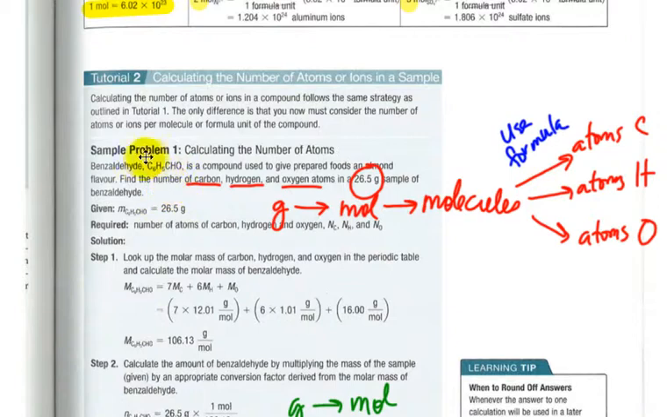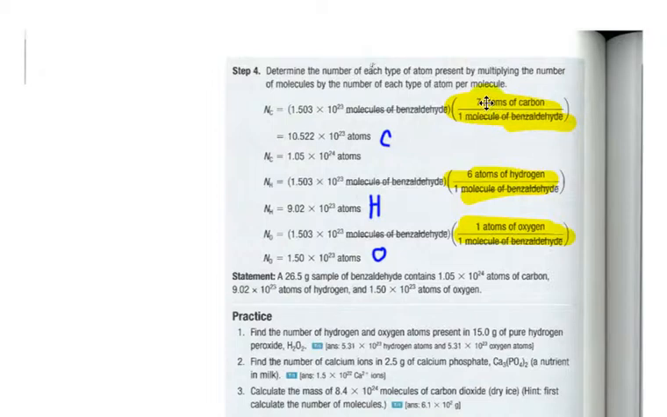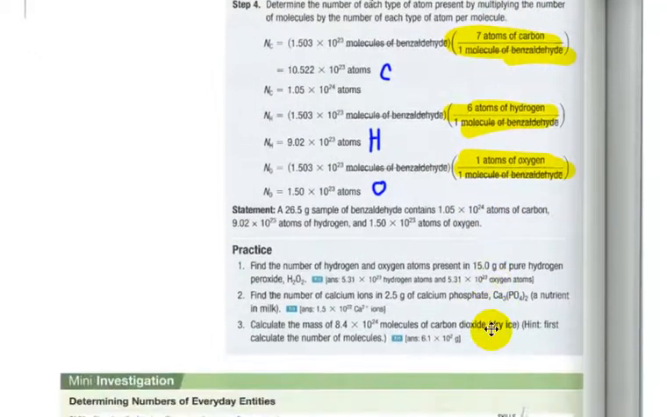For every one molecule, there's 6 plus 1, 7 carbons, 5 plus 1, 6 hydrogens, and 1 oxygen. So you can see 7, 6, and 1 from over there. So we end up with 1.05 times 10 to the 24 atoms of carbon, 9.02 times 10 to the 23 atoms of H, and 1.50 times 10 to the 23 atoms of O. And this last factor here is just from the formula.